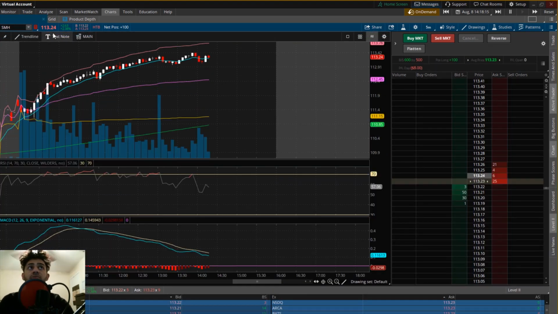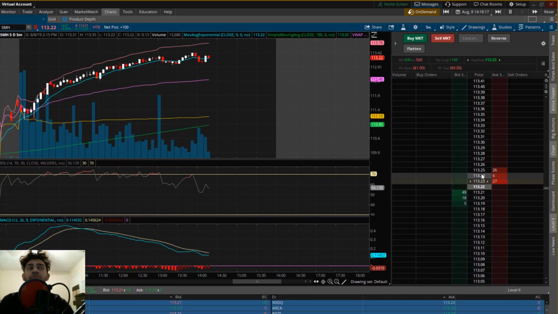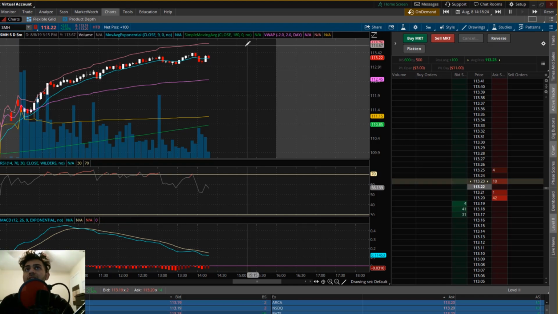Cool. It fell down to 0.23 cents real quick, and then it came back up, and that's why we got filled. Now it's down to 113.22 cents, right? And then again, to sell it, it's going to be the same thing.